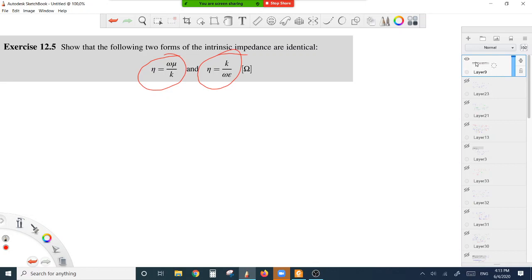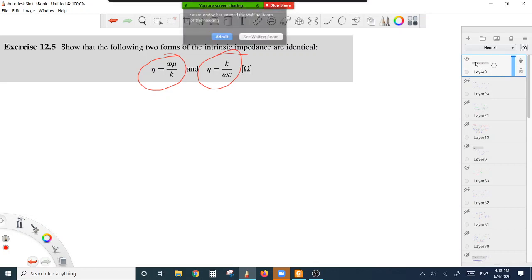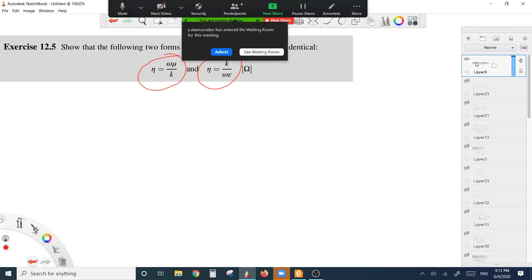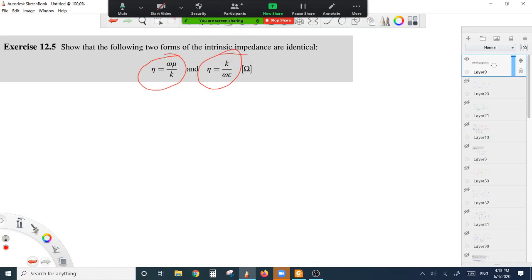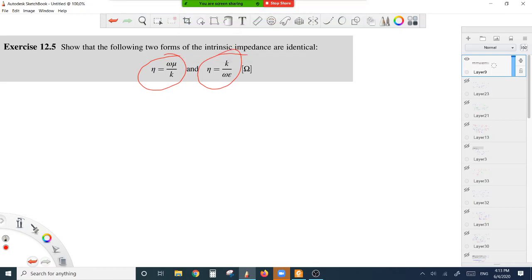You need to derive one expression from another. Well, it's not so difficult. You may do it in 1 minute or 2 minutes. Okay.